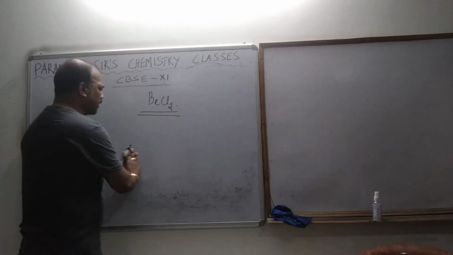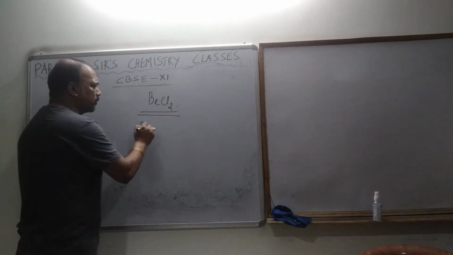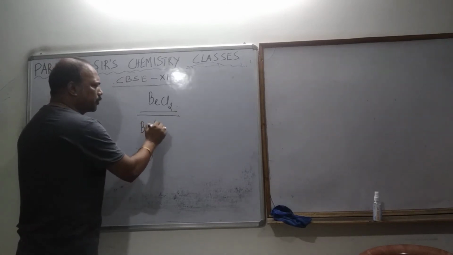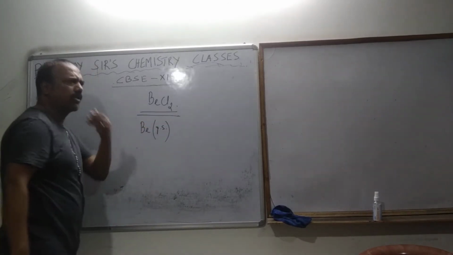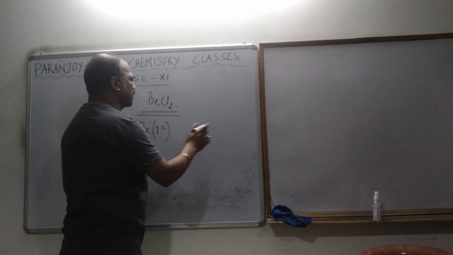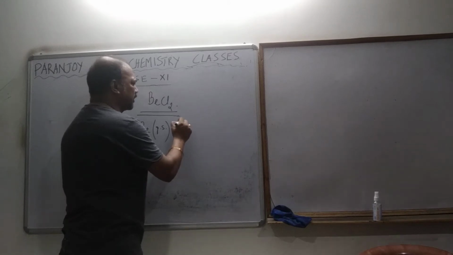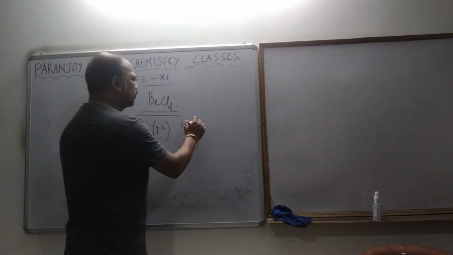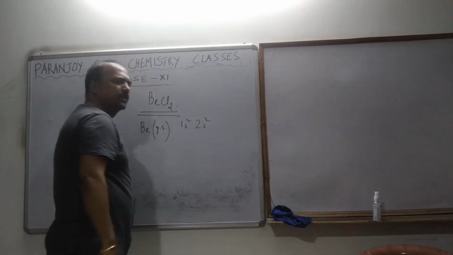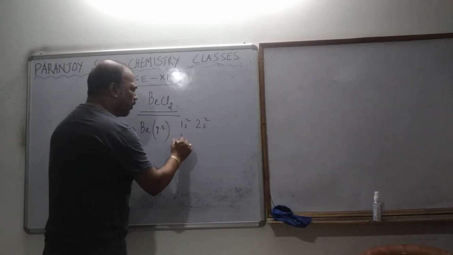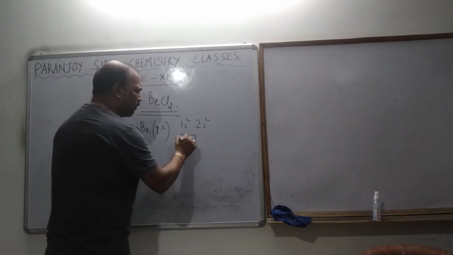So let us see what the condition is. I'm going to write down the electronic configuration of Be, and you are going to do it with me simultaneously. Be in its ground state. Ground state means normal condition. In normal condition, Be has electronic configuration as what? 1s2. Be has how many electrons? 4 electrons, right? So 1s2, 2s2. Let us write it in the box form.